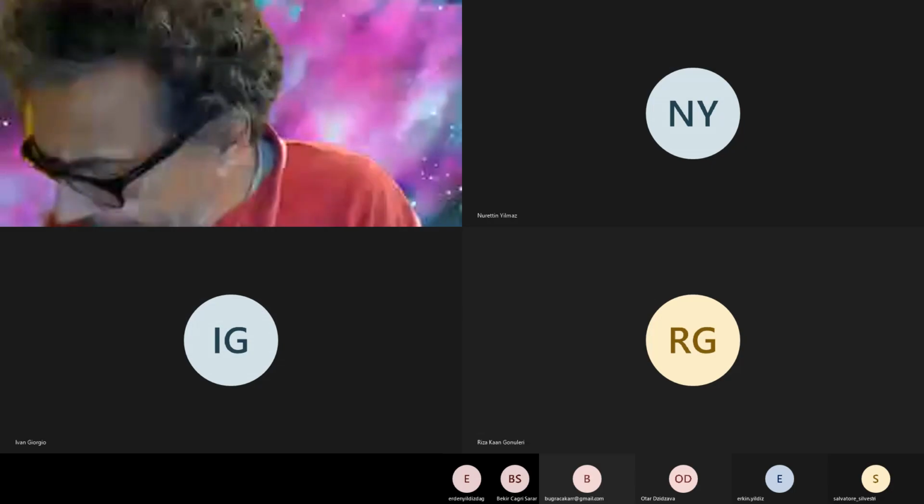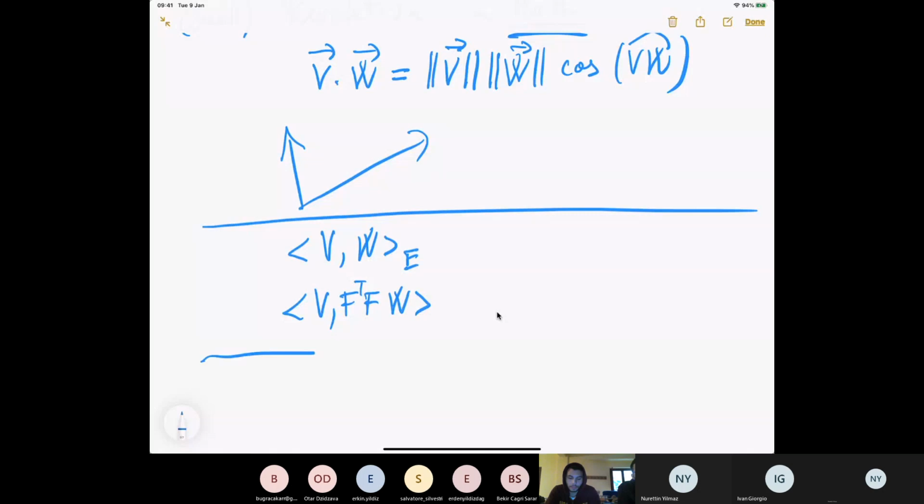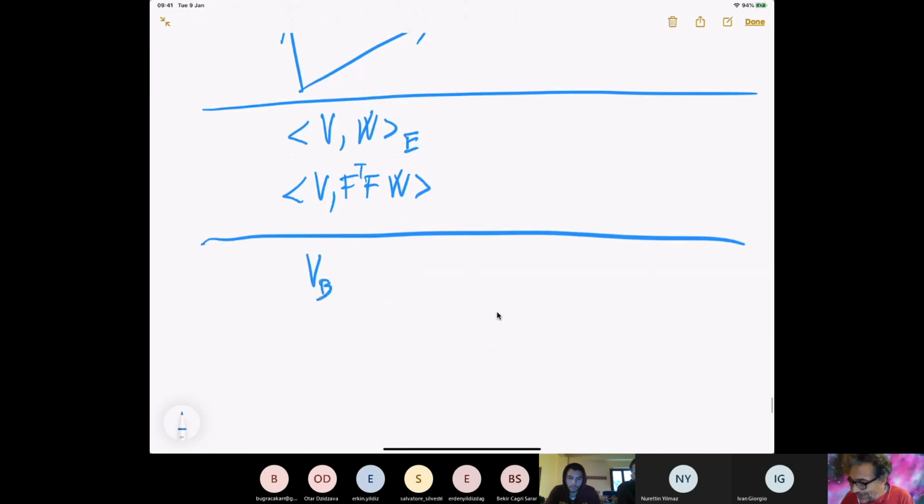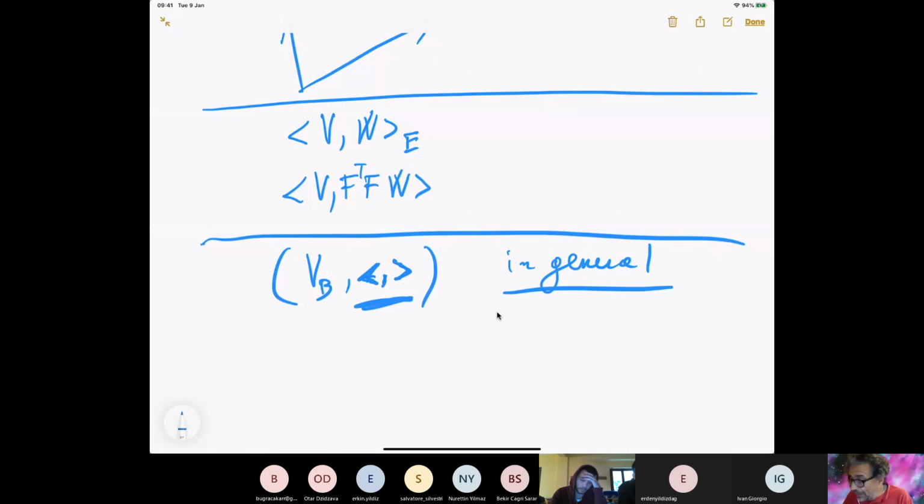At the end of the story, we must be ready to consider a vector space V and an inner product in general. Okay? And we must define the properties in common in the set of inner products.